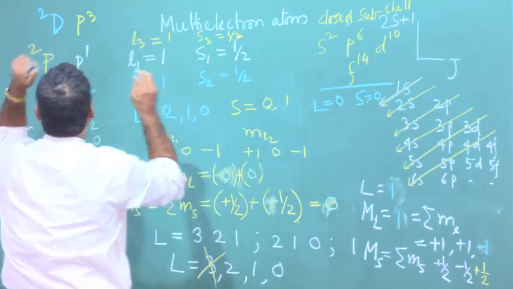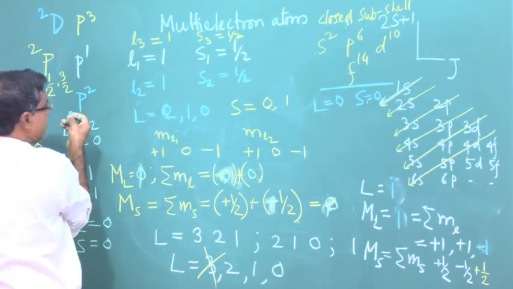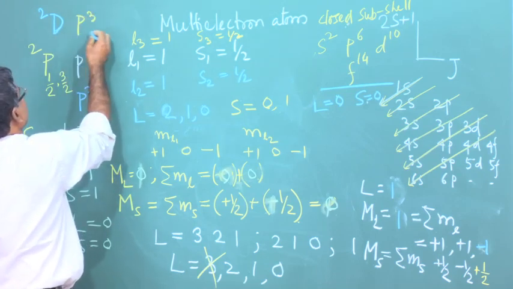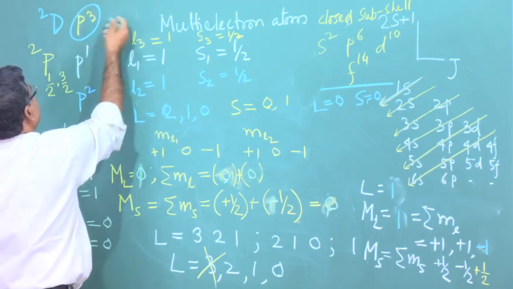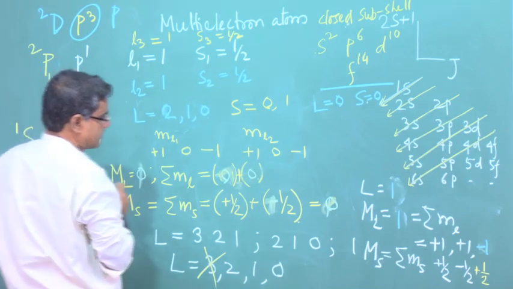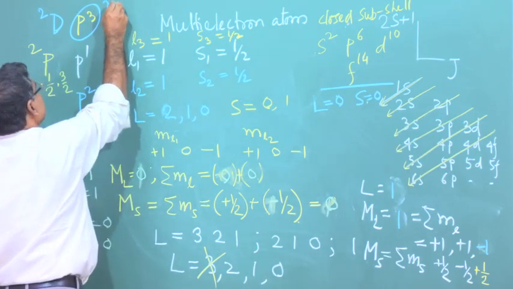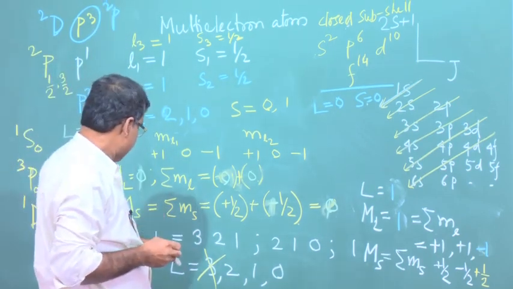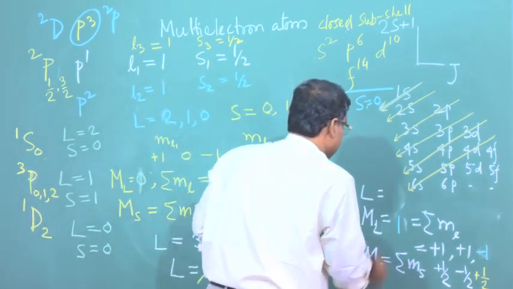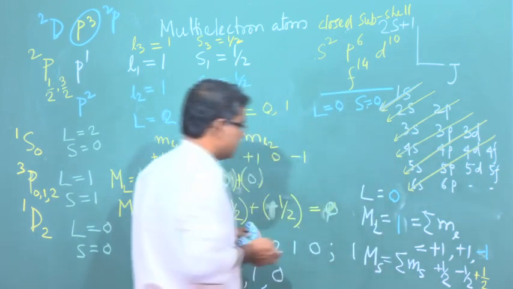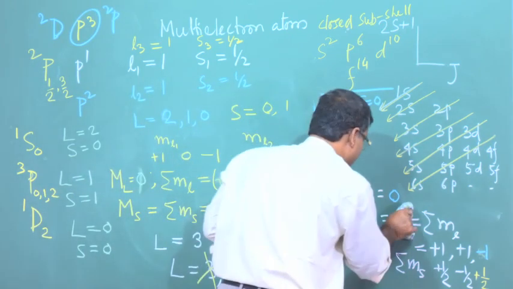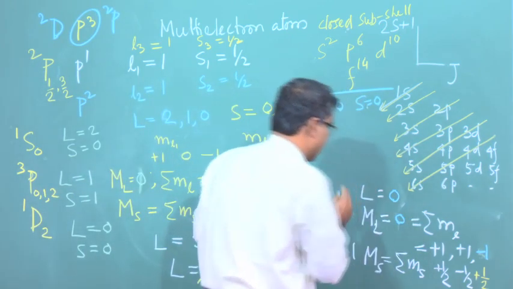Yes. So, next, another term I am getting is L equal to 1. For this term, another term will be P, and S is half, so it is 2. And then for L equal to 0, ML will be 0.